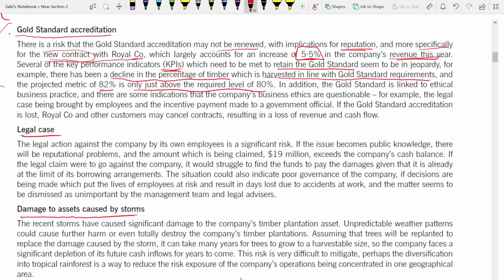So in addition, the gold standard is linked to ethical business. This is also in addition. This is also linked to what? Ethical business practice. And there are some indications that the company's business ethics are questionable.